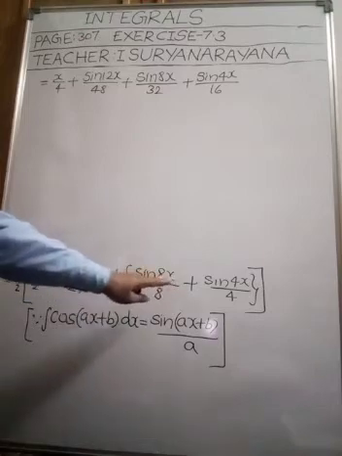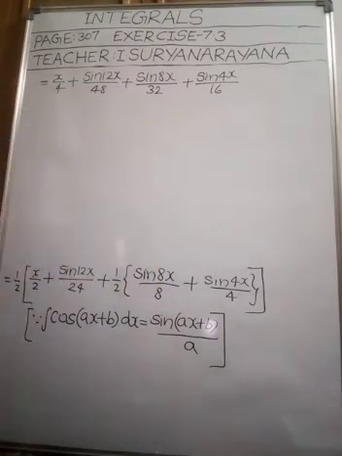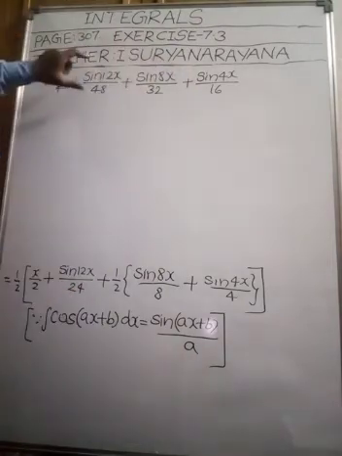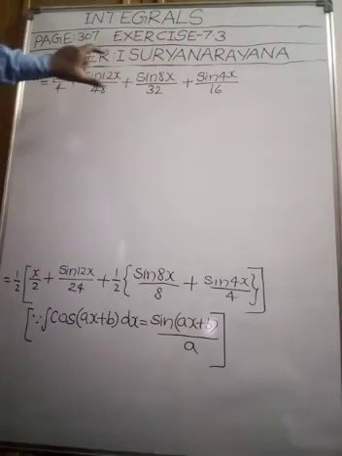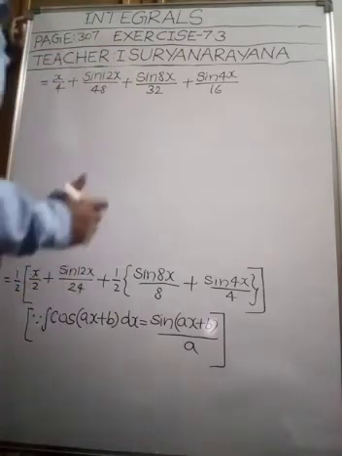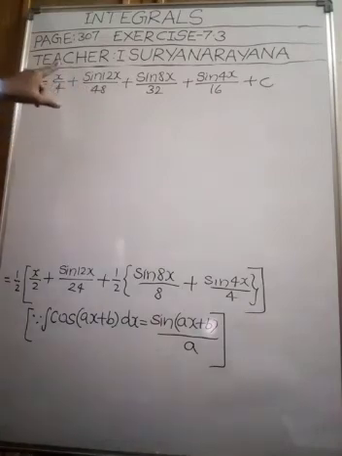Okay, my children, understood this step? I am writing the terms here directly by multiplying, using the distributive property. So the simplification part is also over. This is the final step. At the last step, what will you do? You have to add the constant of integration. Understood this step, my children?